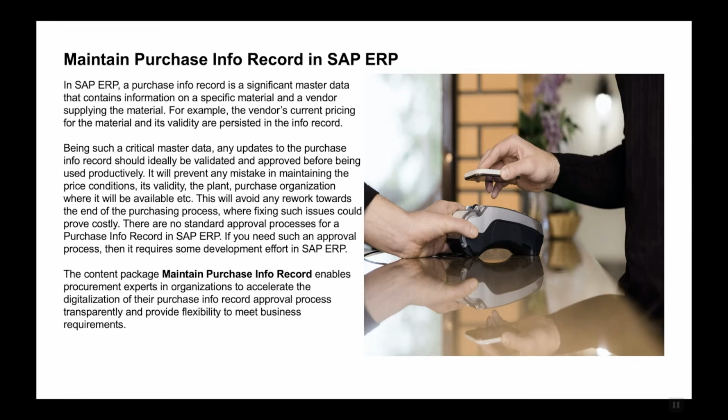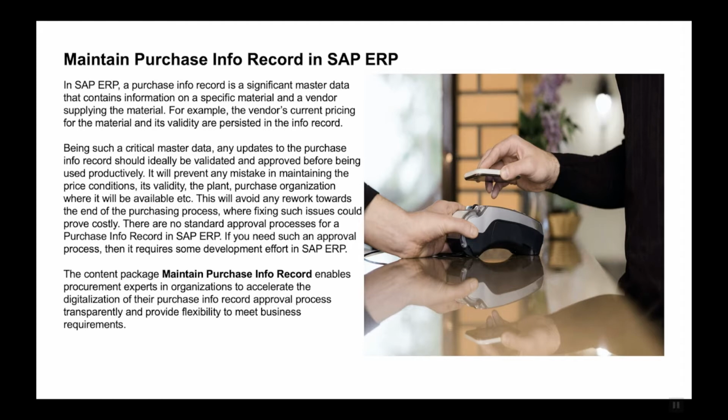Being such a critical master data, any updates to the purchase info record should ideally be validated and approved before being used productively. It will prevent any mistake, especially in the pricing conditions and its validity. This will avoid any rework towards the end of the purchasing process where fixing such issues could prove very costly. There is no standard approval process available for purchase info record in SAP ERP. If you need such an approval process, then it requires some development effort in SAP ERP to implement it.